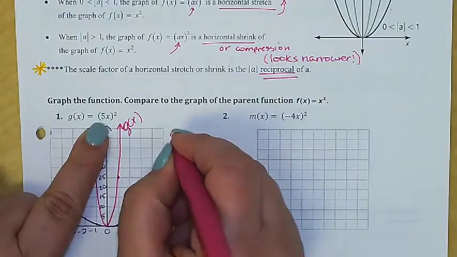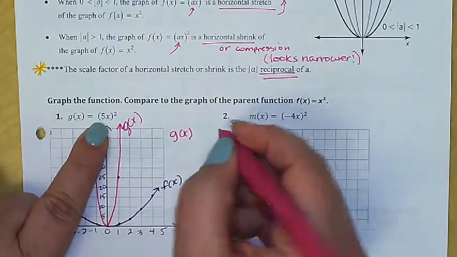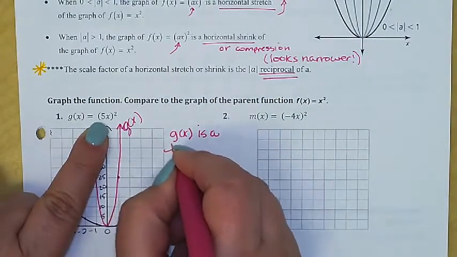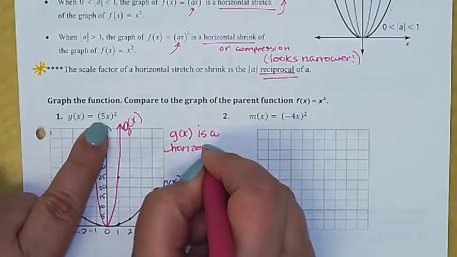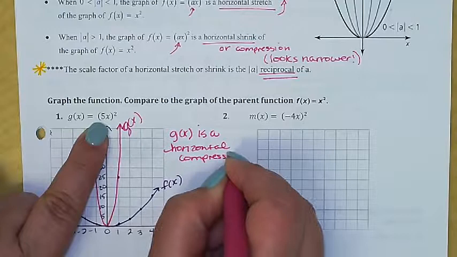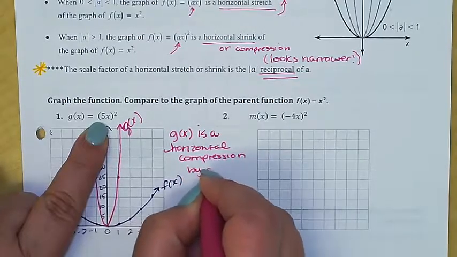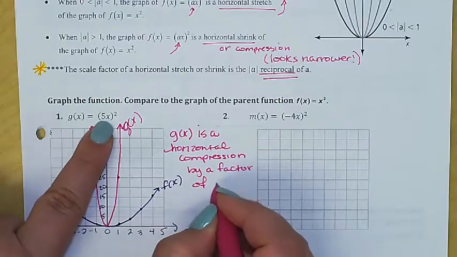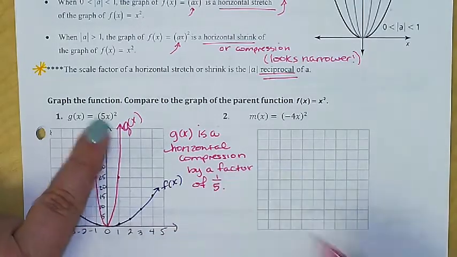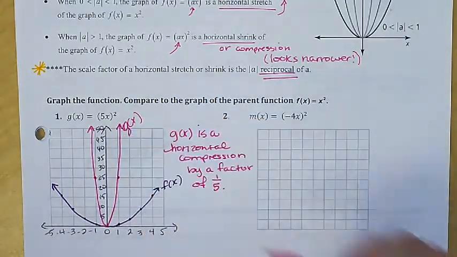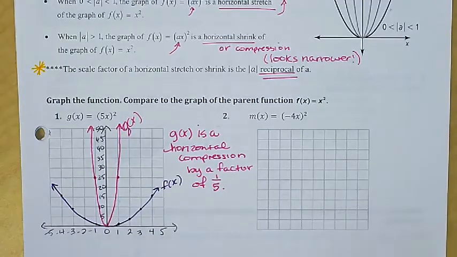So I would say here that g of x is a horizontal compression by a factor of, and then it would be the reciprocal of that a value. So in this case, it would be 1/5. And there was nothing else happening, right? It didn't get reflected, nothing else. That would be my only description that I would be required to do.